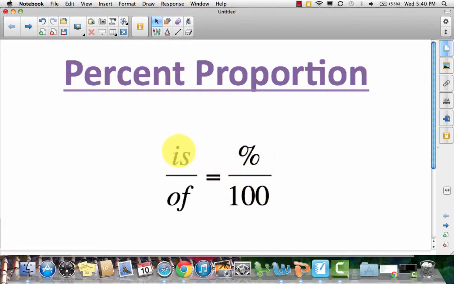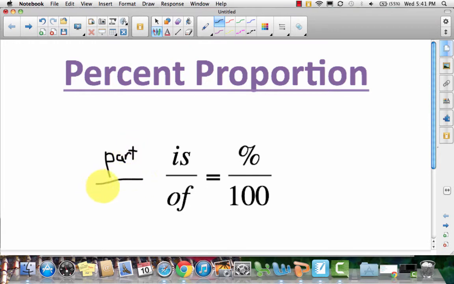And on the left side, we have is over of, which are kind of our nicknames for comparing the part and the whole. So another word for is would be the part, and another word for of would be the whole. So we have part over whole equals percent over 100. And we can use this percent proportion to solve all different types of problems that involve percentages.